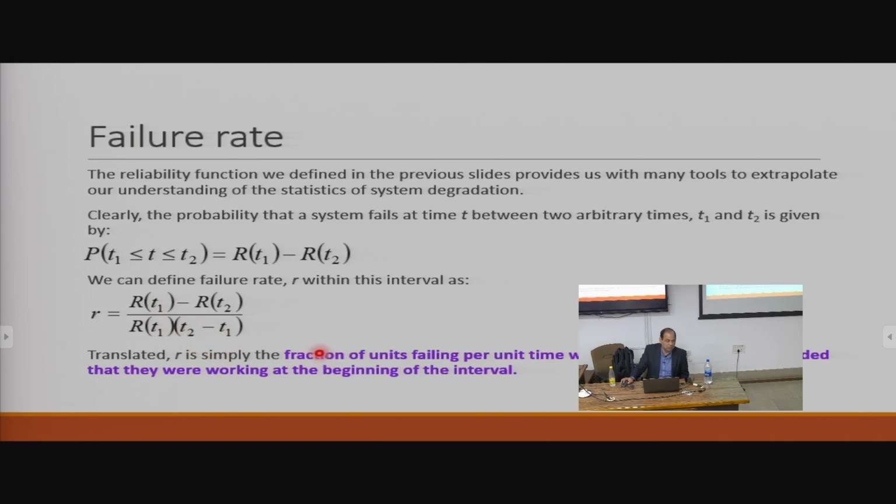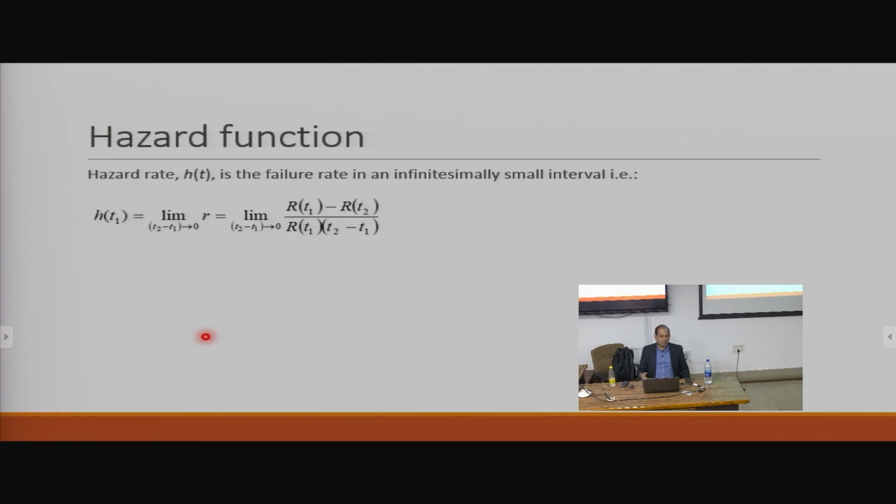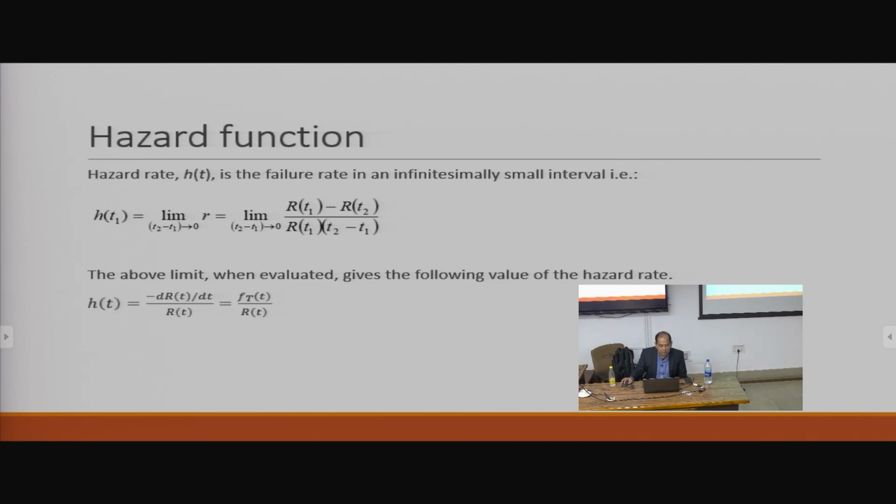If this interval is too large, then it starts becoming somewhat meaningless, right? So we can't say failure rate when we are talking about an interval between 0 and 10,000 years. That doesn't make any sense. What fraction of components are failing per unit time? Well, okay. So we talk about infinitesimally small intervals, and then suddenly we need to take limits, and we say t2 minus t1 approaches 0, and we get the following expression of the hazard rate.